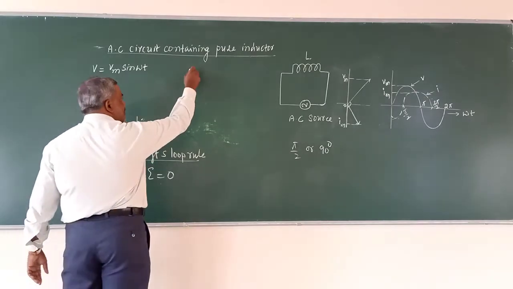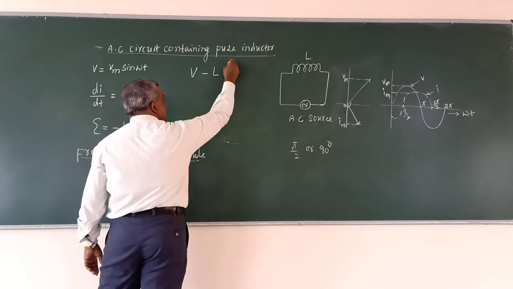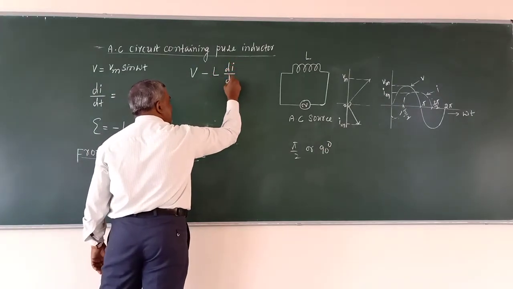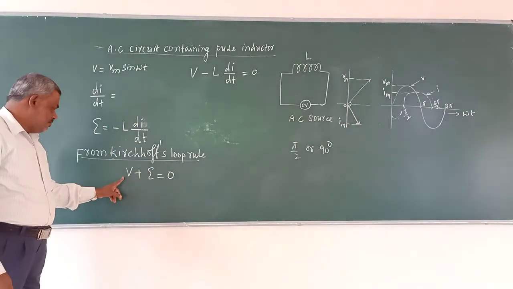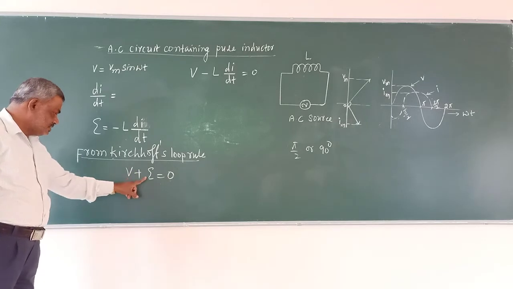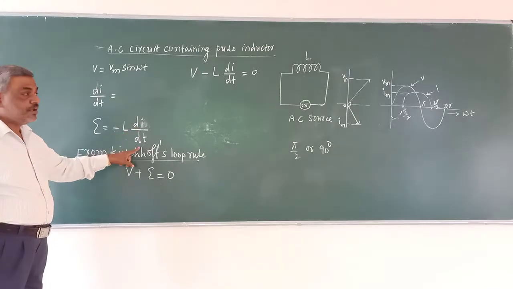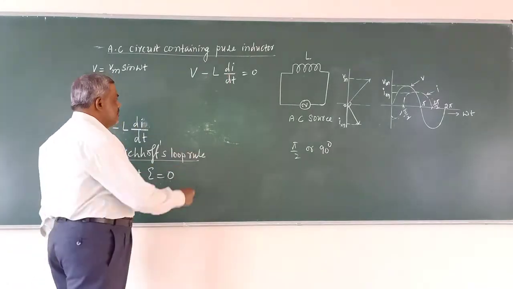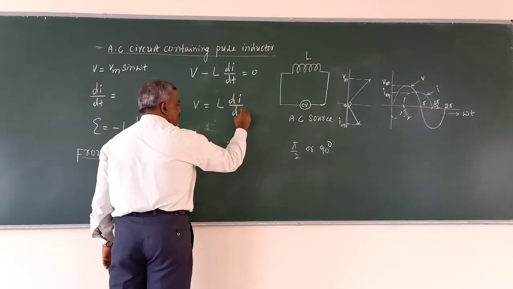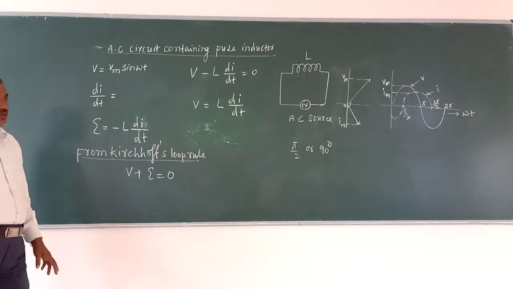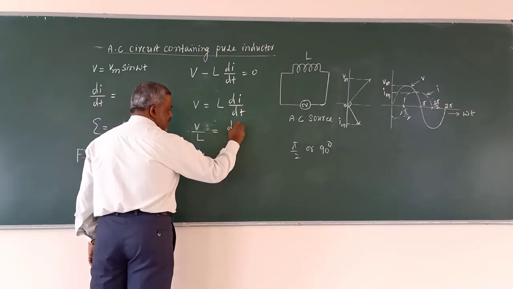So now V, and what is E equal to? Minus L di by dt. So now we have Kirchhoff's loop rule, V plus E equal to 0. Substituting the value for E, the EMF induced in the inductor, minus L di by dt. So V equals L di by dt. This equation can be written as V by L equals di by dt.